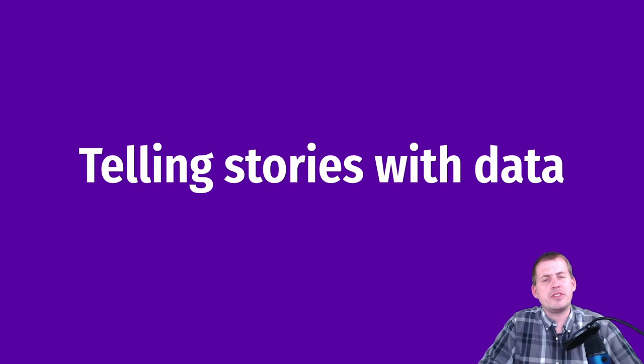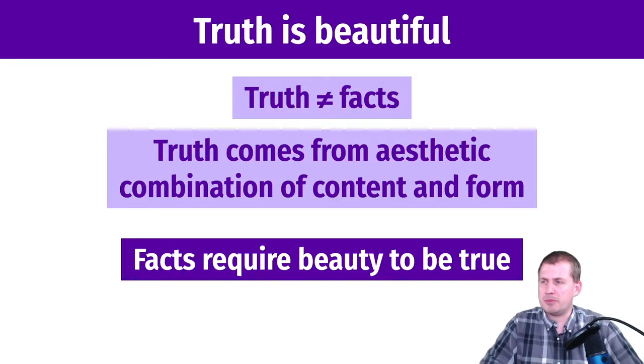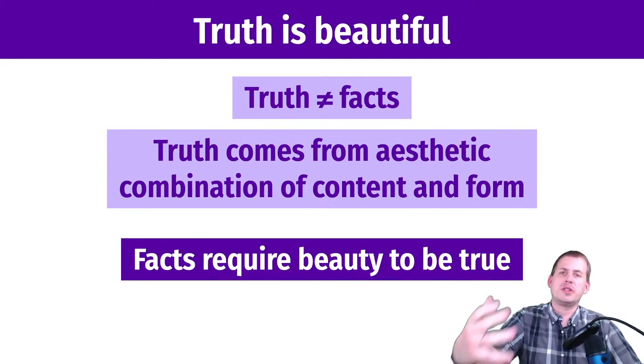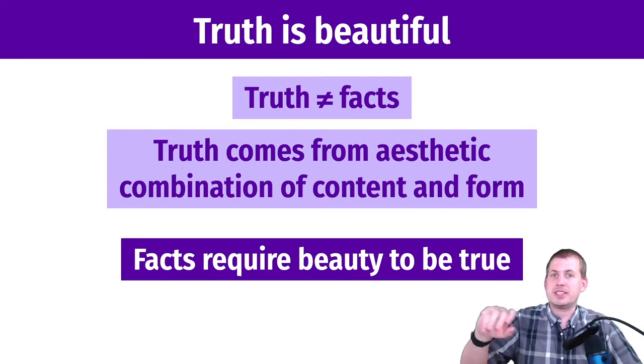So in the very first session, I proposed, this is one of the slides from session one, that truth is not necessarily factual. Truth can come from anywhere. Truth can be found in literature and art and music and other places. And really truth is the combination of content and form, where if you have some sort of deeper truth that you want to communicate to somebody, that takes many different forms.